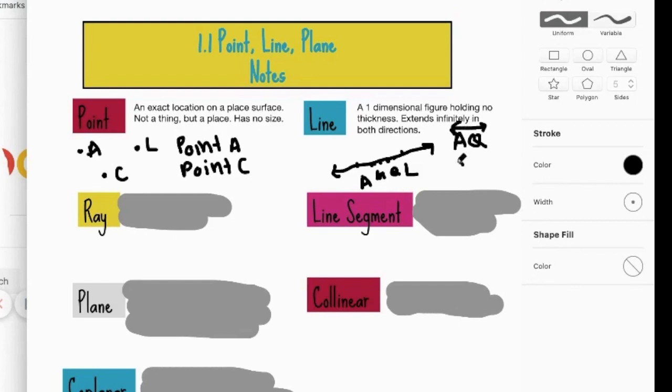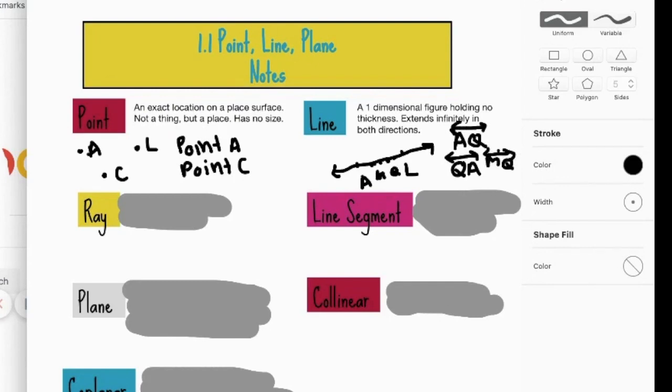You could also reverse the order of this and say QA, or you could use different letters entirely. So I could say MQ with my arrow above. So that makes a line.